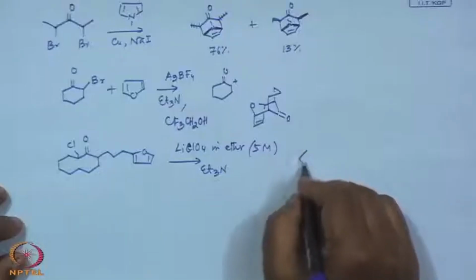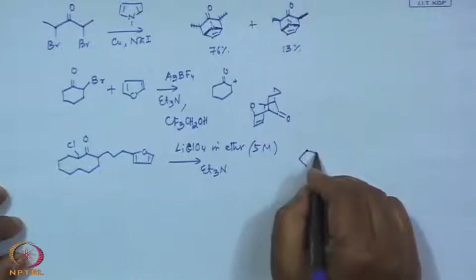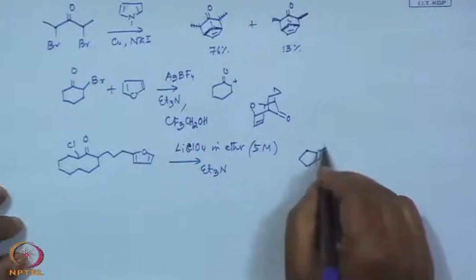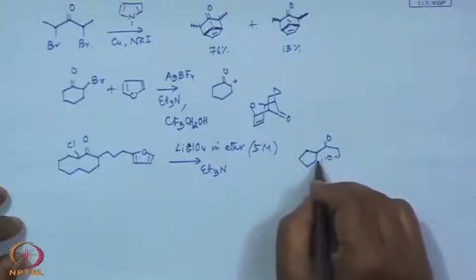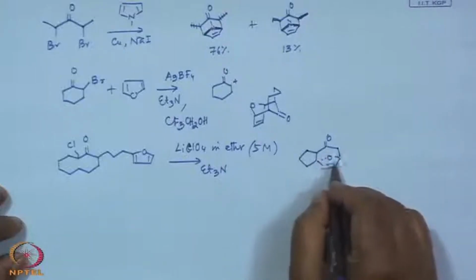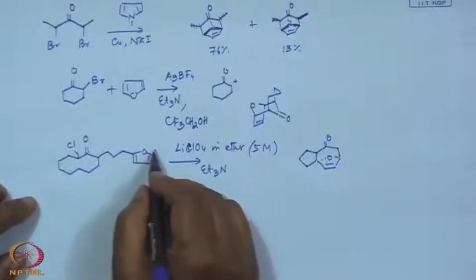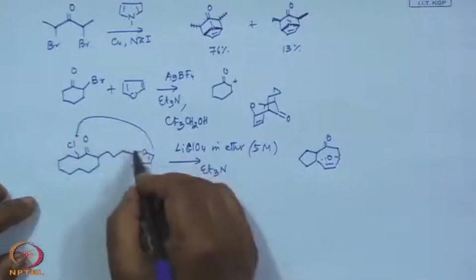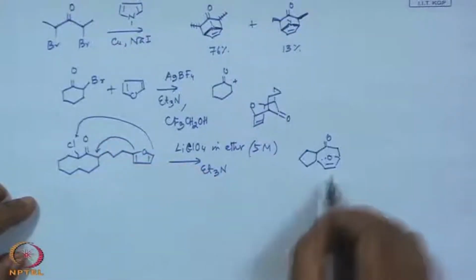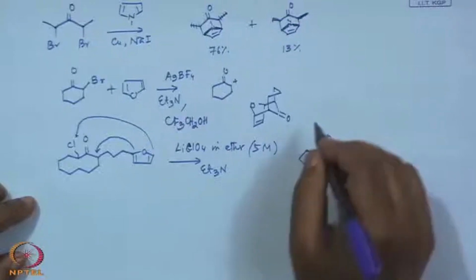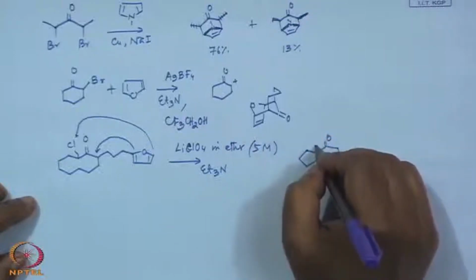So, once you have a polar solvent, that means the carbon-chlorine bond undergoes solvolysis, meaning carbocation formation is facilitated, and eventually, if you sit down, you will see that there is an intramolecular cycloaddition taking place. The furan unit is now reacting here, and this end is reacting with this one. So eventually you will get to this sort of molecule.